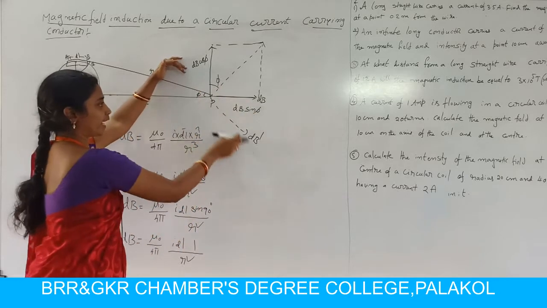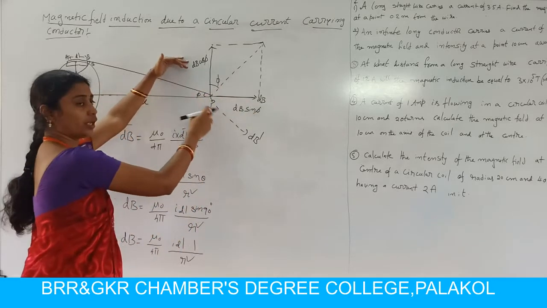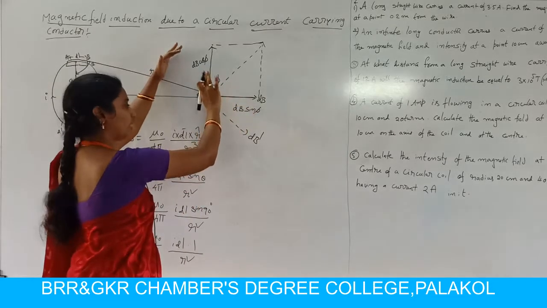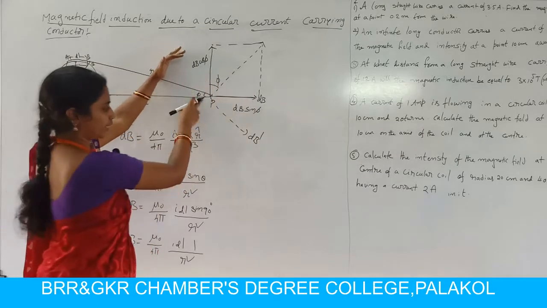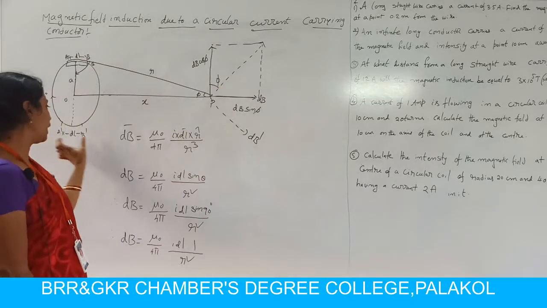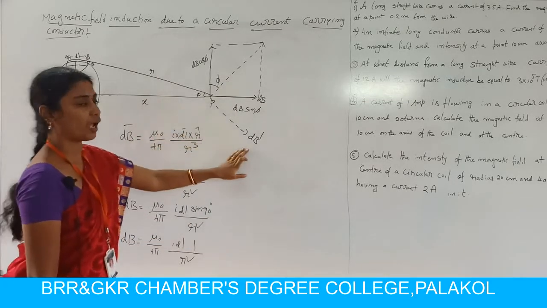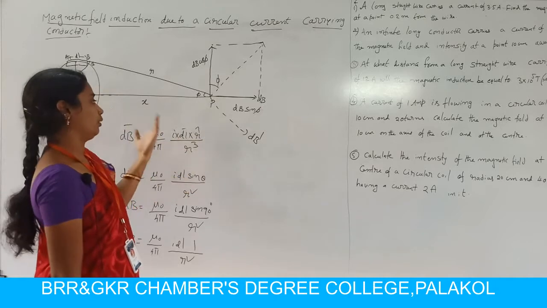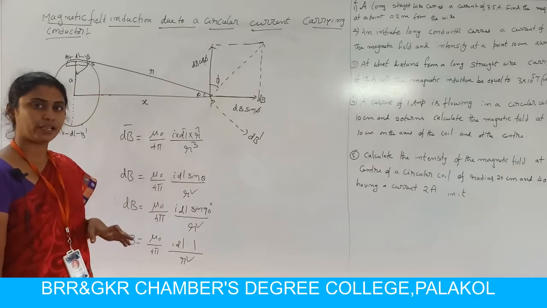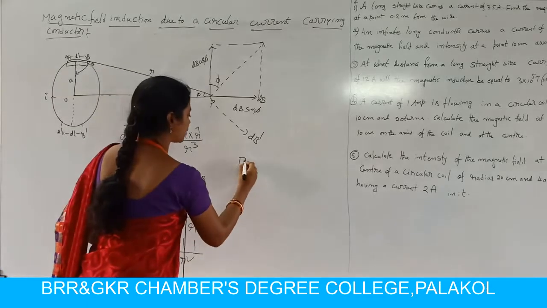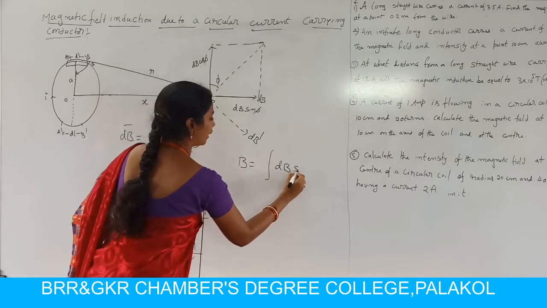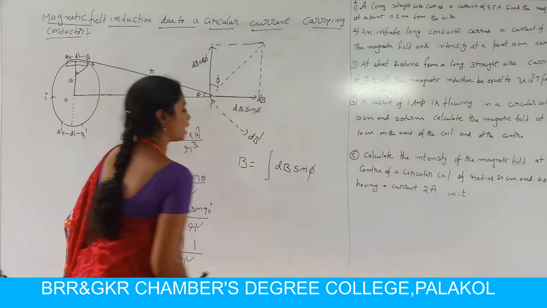If we represent dB dash values in this diagram, we get confused. Here we represent only the dB values of cos phi and sin phi, not dB dash values. The resultant magnetic field induction for the diametrically opposite element A dash B dash is represented as dB dash. So those components which add along the axis give the magnetic field. Hence the magnetic field for this circular loop is the integral of dB sin phi.